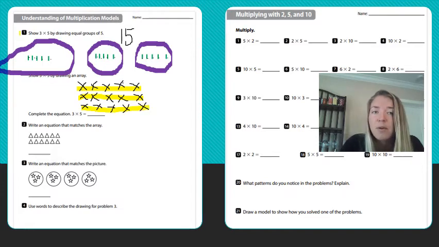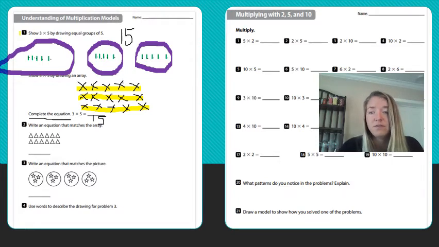If I count up all of my black X's, I will get a total of 15, again, just like that first problem, because 3 times 5 gives us that total of 15. So where it says complete the equation, 3 times 5, I can go ahead and fill in 15, because let's count up these X's. 1, 2, 3, 4, 5, 6, 7, 8, 9, 10, 11, 12, 13, 14, 15. I have 15 X's total.